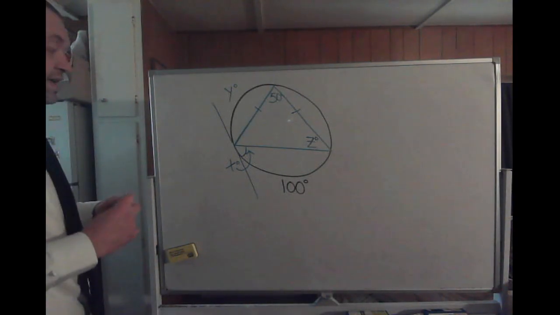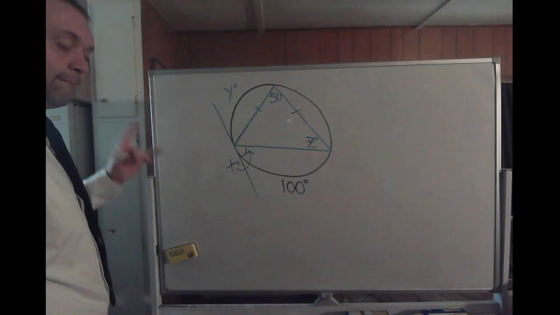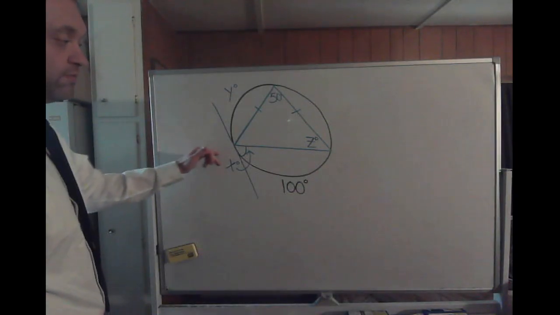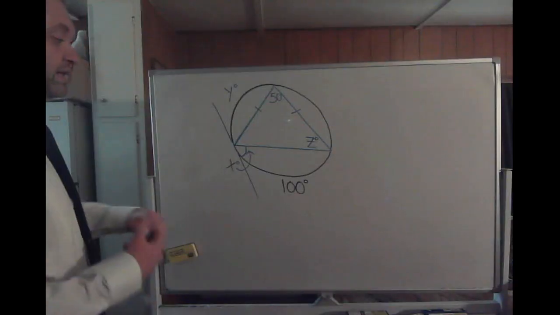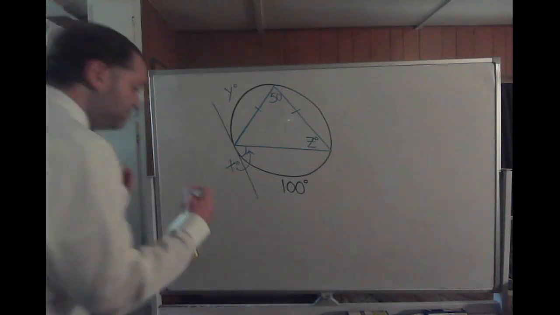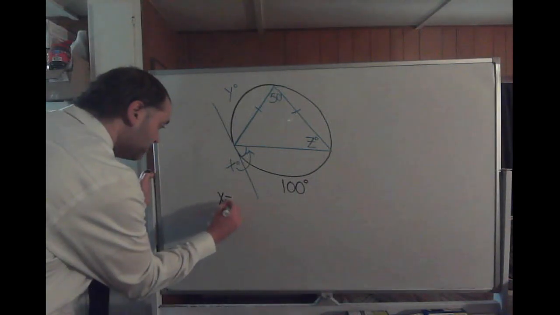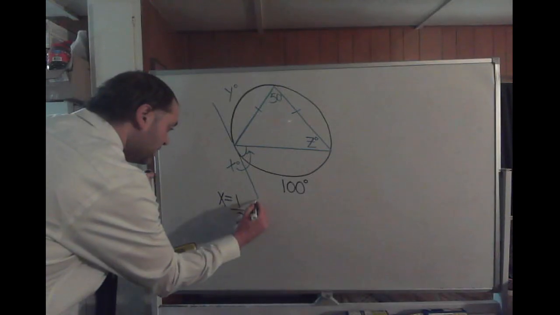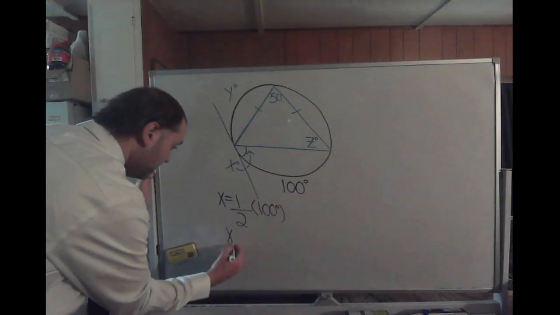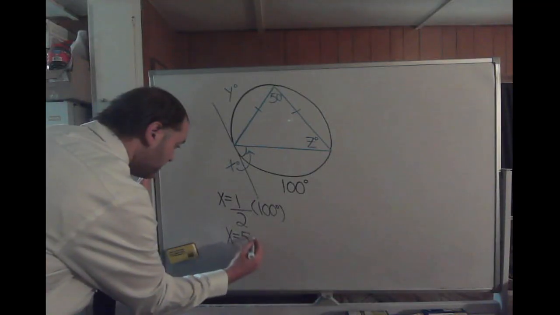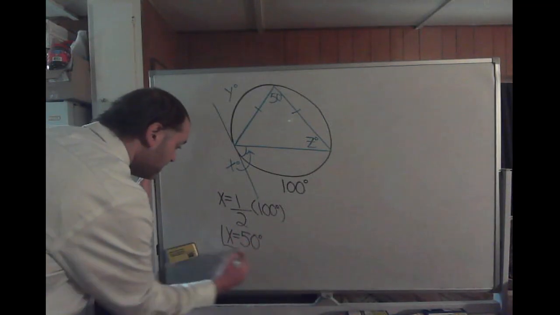Now, according to that theorem we learned about an inscribed angle formed by a chord and a tangent line, that angle is equal to half the arc it intercepts. So X would be equal to half of 100 degrees, which we know to be 50. So X would actually be 50 degrees then.